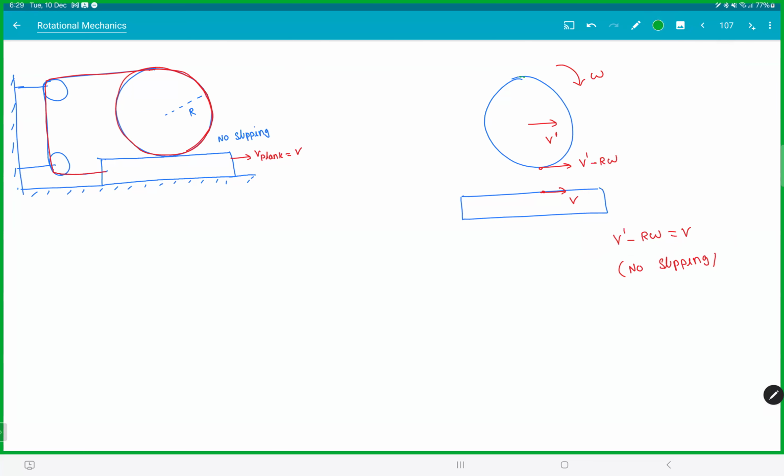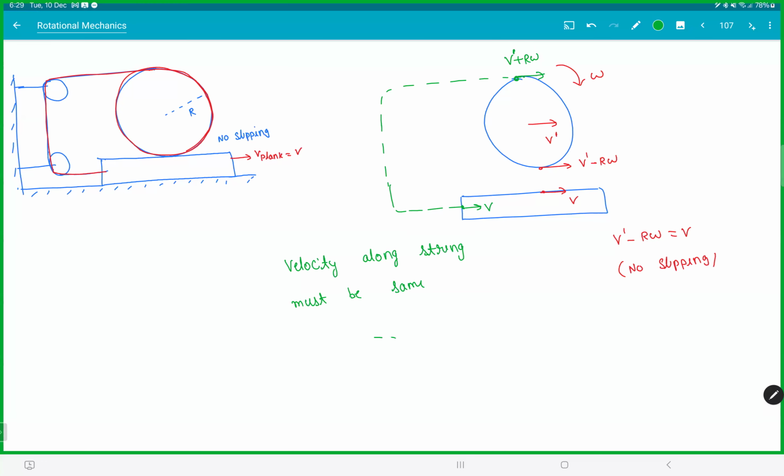Next thing, if you look at here, the string is attached here and it is attached to this point here. Now, velocity along the string must be same. This is the string constraint from laws of motion, everyone. If the velocity along the string is not same, then the string will either stretch or the string will break. So if you look at this point here, it is going forward with V dash plus R omega, and this guy is going with V.